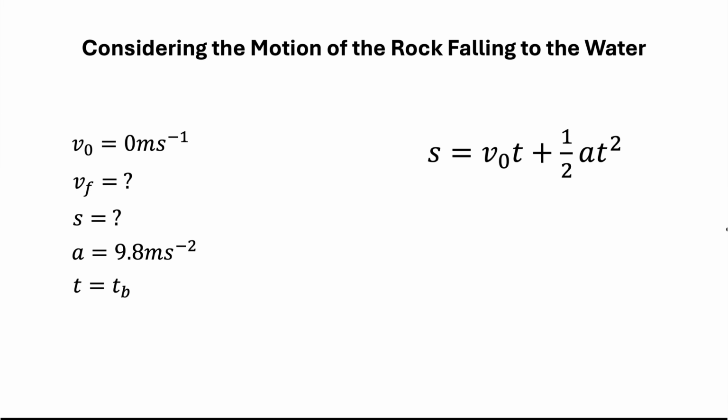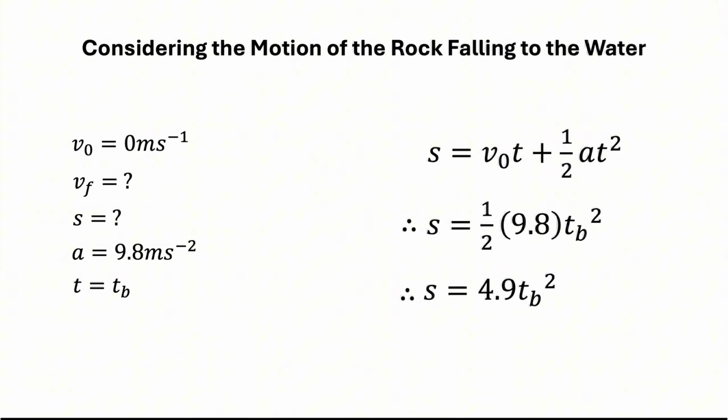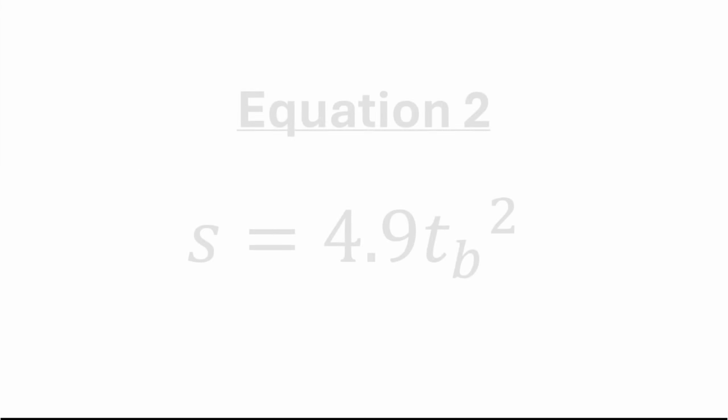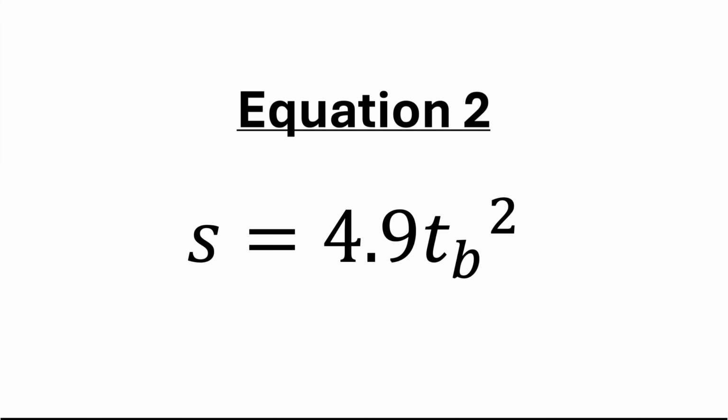To solve this question, we need one of the SUVAT equations, S equals V naught T plus half A T squared. By substituting the values in, we get half times 9.8 TB squared, which simplifies to S equals 4.9 TB squared. This is now labelled equation 2.